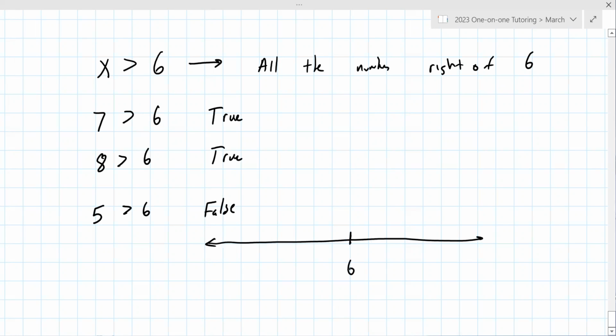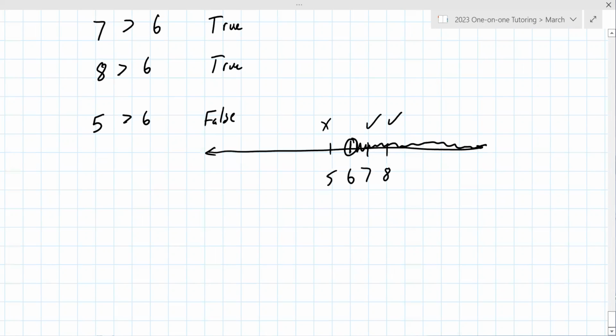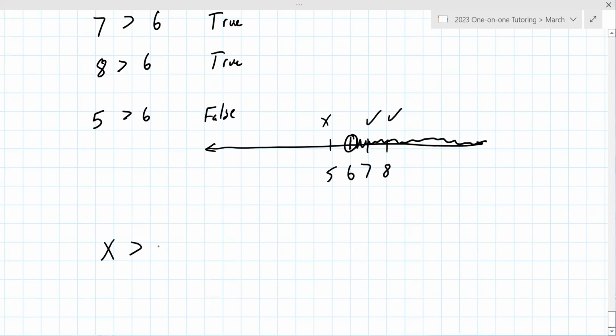Now let's look at this on a number line. Let's say 6 is right there. 7 is good, 8 is good, but 5 is not good. So x greater than 6, because greater than means larger than, also means to the right of. It means all the numbers to the right of 6. So when you see x greater than a number, you go to that number and you shade to the right.